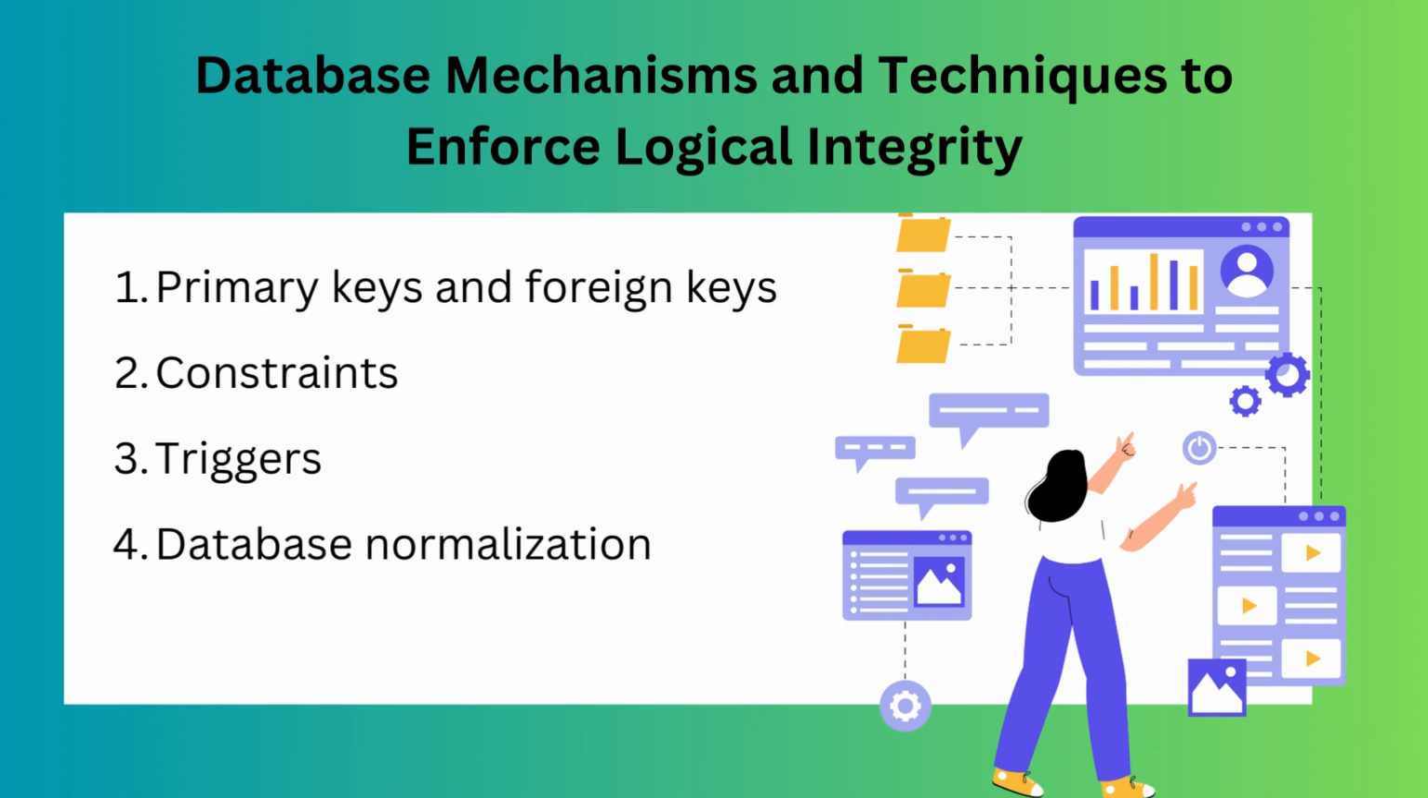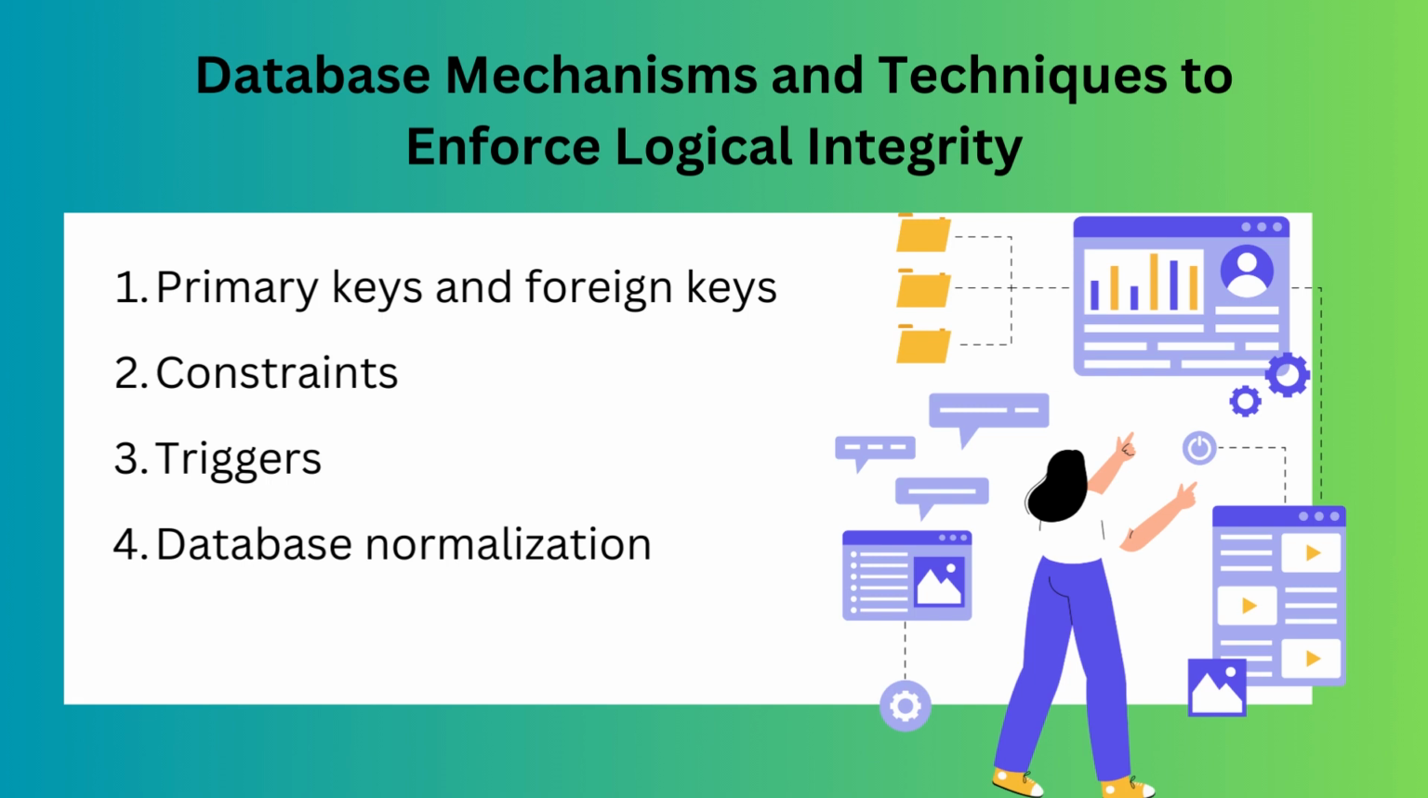Triggers is the third. Triggers are stored procedures that are automatically executed when a specified event occurs, such as when we are inserting data or updating or deleting records. Triggers can be used to enforce additional business rules or perform data validations before changes are committed to the database. Unfortunately, the Microsoft Access database tool that we are using for A2 does not support triggers.